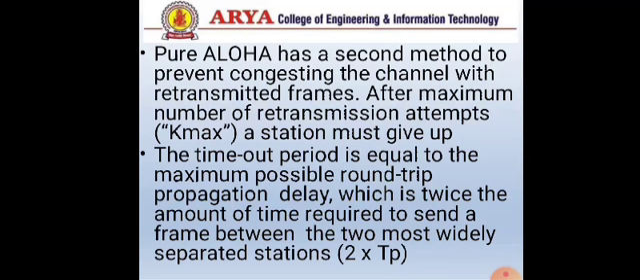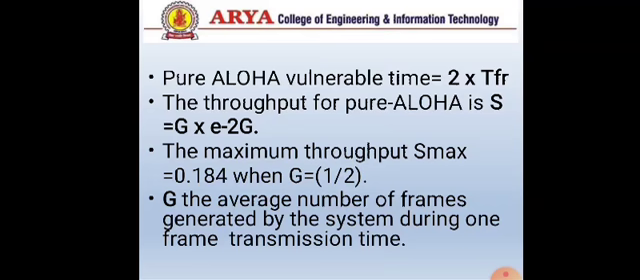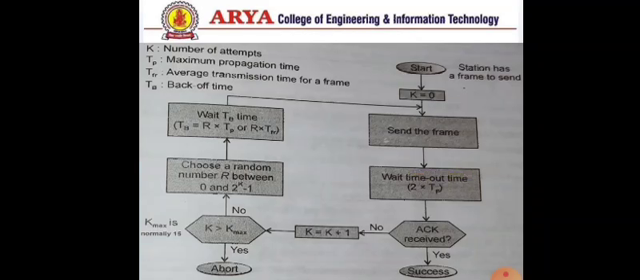Pure Aloha has a second method to prevent congestion in the channel with retransmitting frames: when the maximum number of retransmission attempts is reached, a station must give up. The timeout period is equal to the maximum possible round trip propagation delay, which is twice the amount of time required to send a frame between the two most widely separated stations. So the pure Aloha vulnerable time is 2 × Tfr, and the maximum throughput S max is 0.184.